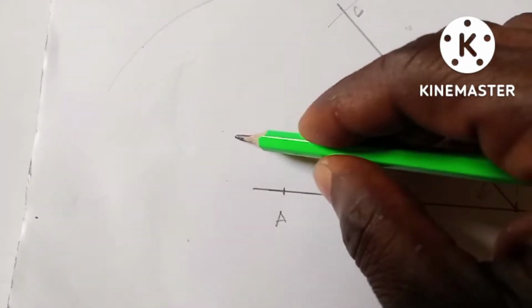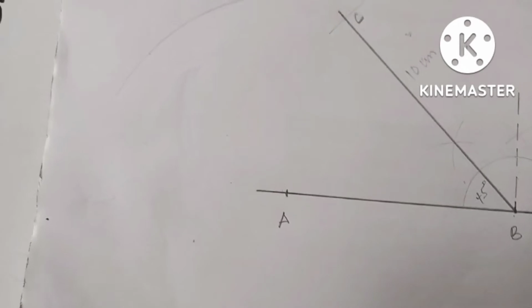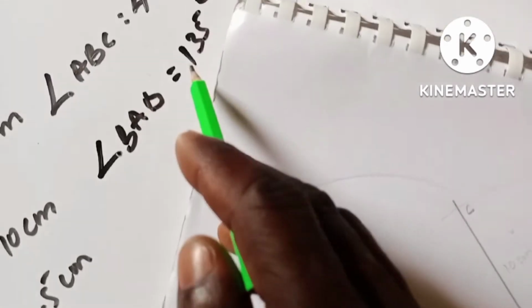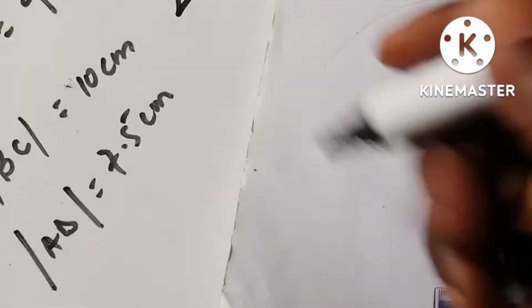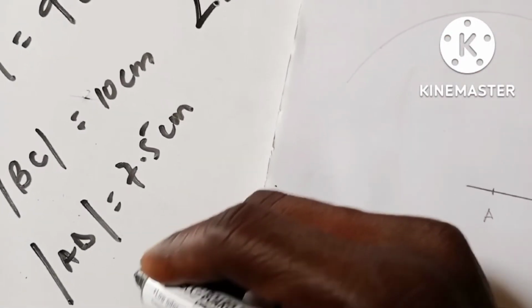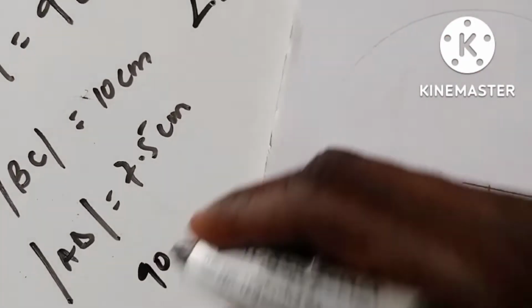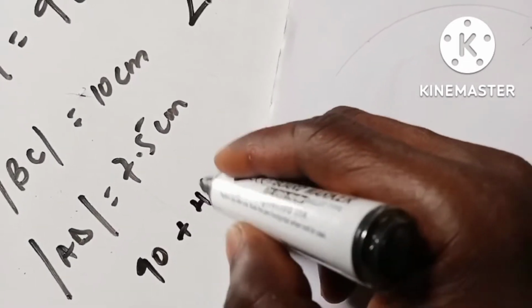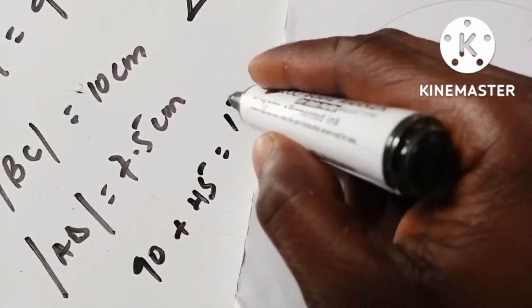So how do you construct the angle of 135? It's 135 degrees. Is that okay? So let's see how to construct that. To construct 135, you first need to construct 90 and then 90 plus 45. That is going to be a 135, right?